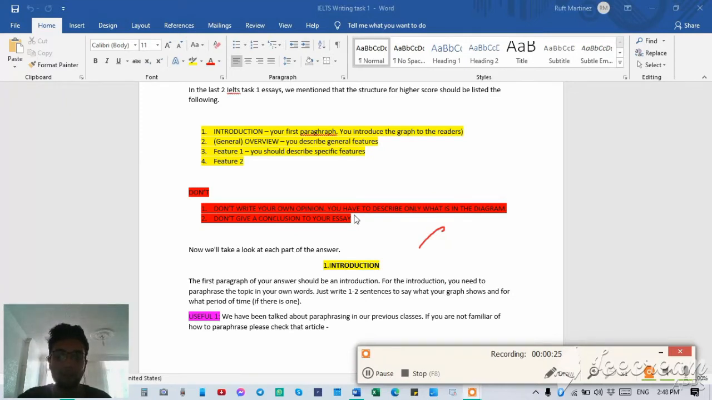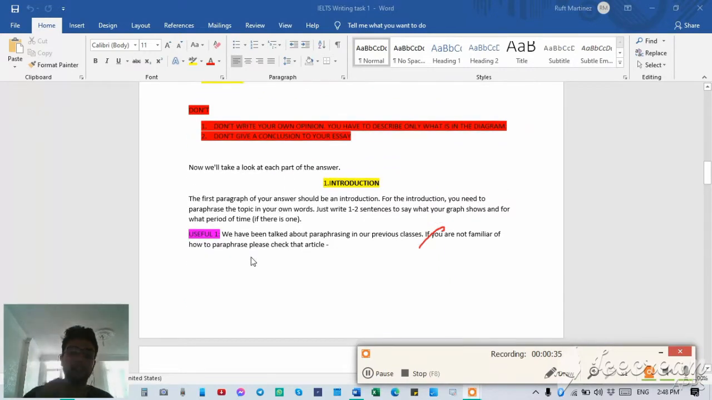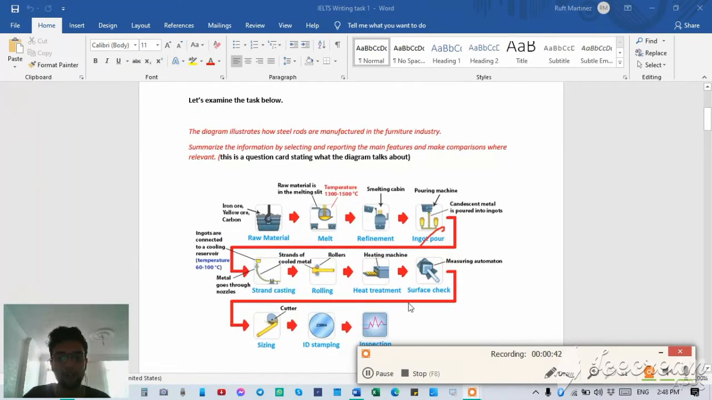You have to describe it technically. Do not include any literature in your essay, and do not give a conclusion to your essay. So now we'll take a look at each part, and we'll give the answer together. So, introduction.